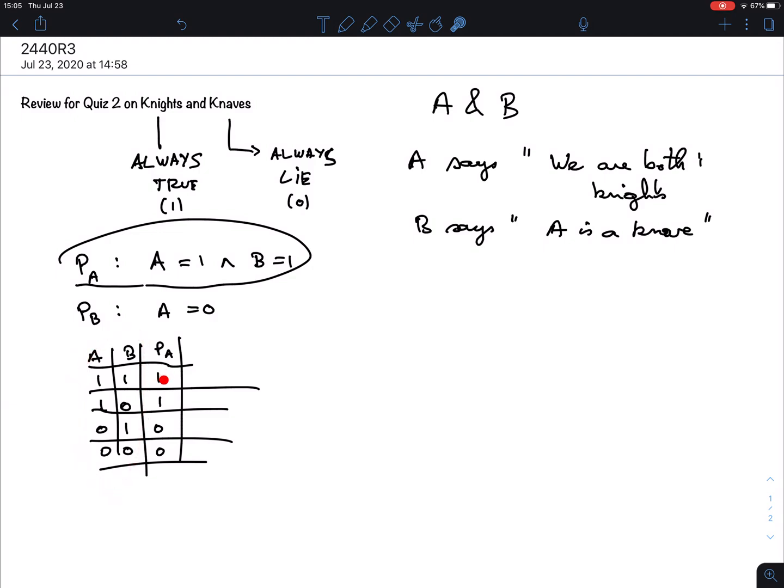Okay, so the first statement here is A is one, B is one. Yeah, sure, that is okay. That is exactly a true statement, right? One means it's a true statement, so A is one, B is one.